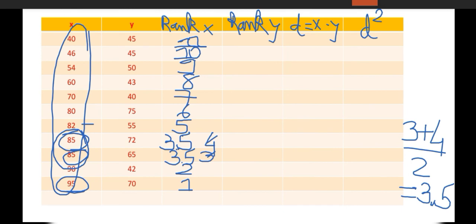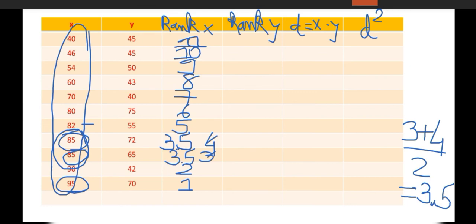So here, as you can see, two values are there for 85, which means, as I have told you, we need to take an average. So 3 plus 4 divided by 2. So here the rank will be 3.5, 3.5.